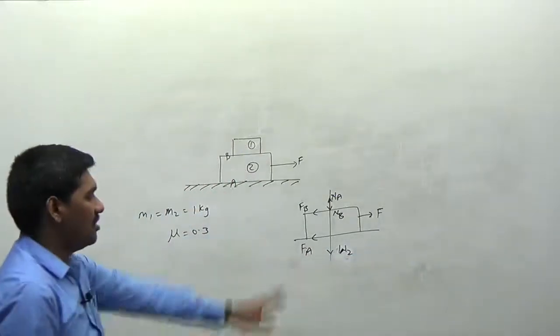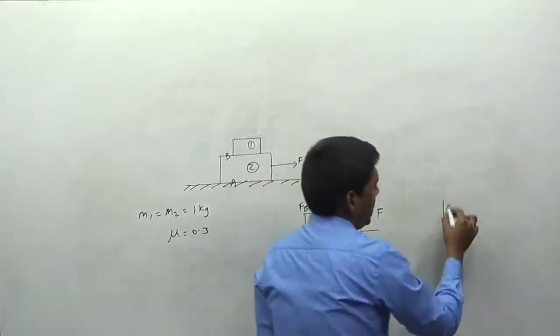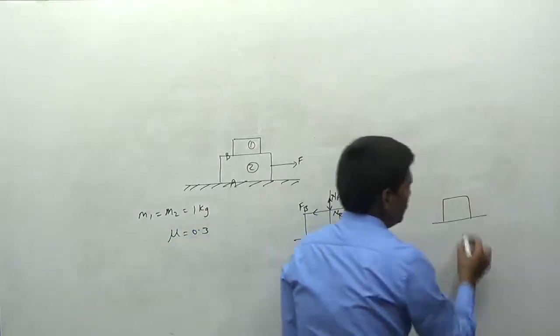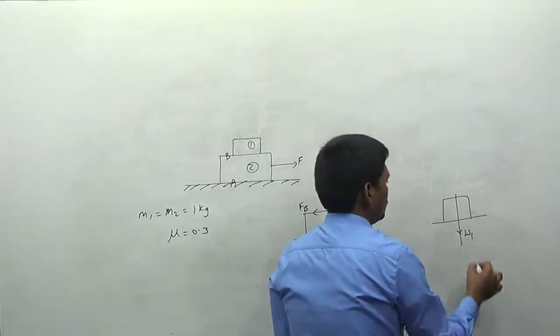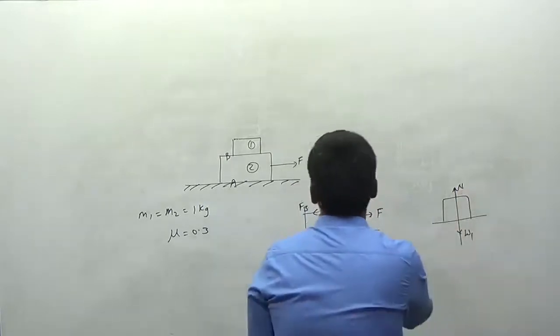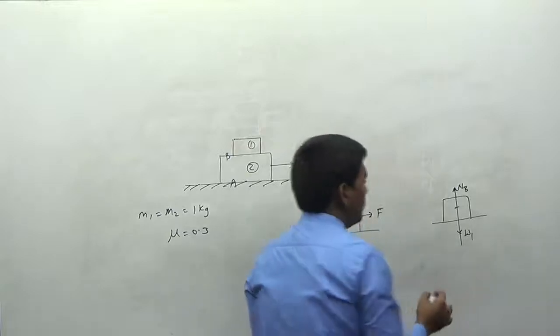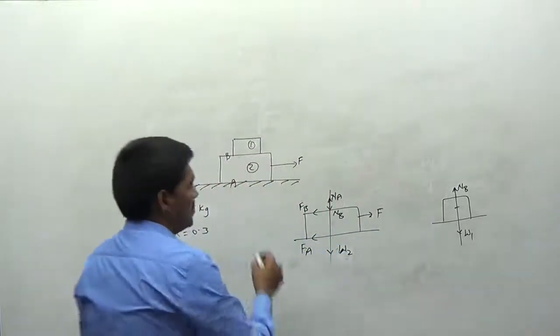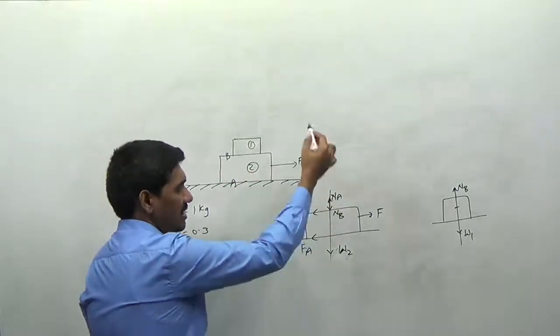Now let me draw the free body diagram for this block also. I am taking this as block number 1 here. The weight of 1 acts in the vertically downward direction. And what about this one? It is the normal reaction. This is the surface B, and I am writing this as NB here. And what is the direction? Since it is NB, it is clear, so we have NB acting upward.